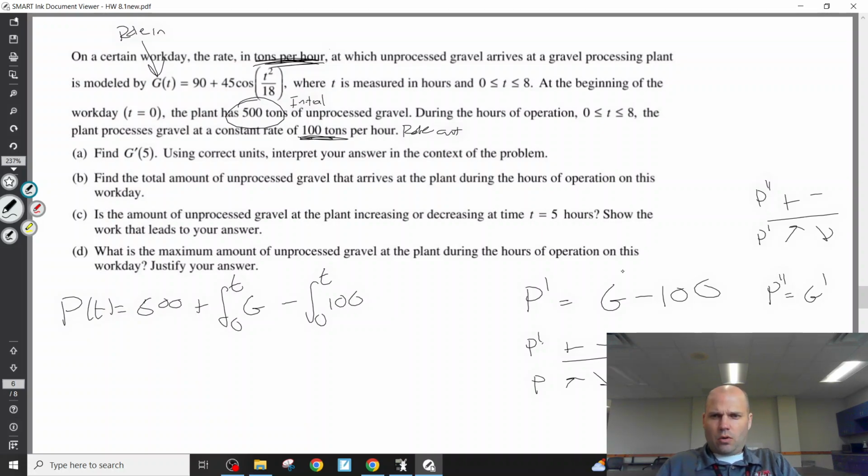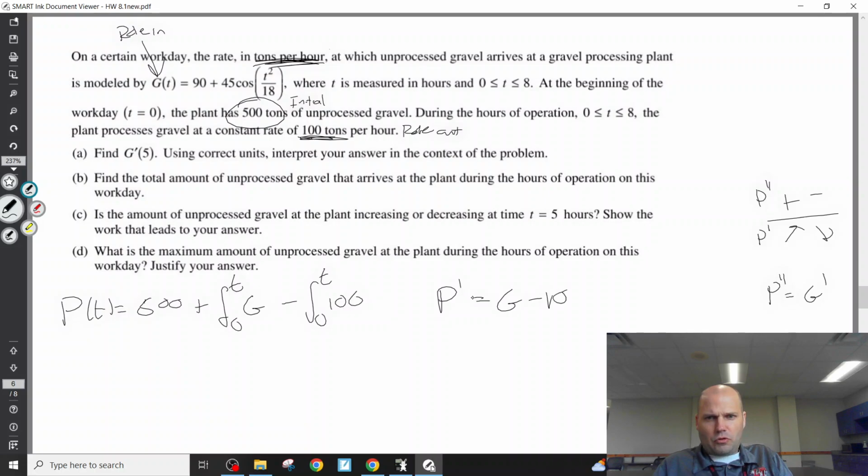Cool? So we're ready for all three. We have our initial, we have our first derivative, and we have our second derivative. We may or may not use these, but I like putting them all down just so we're ready for it.